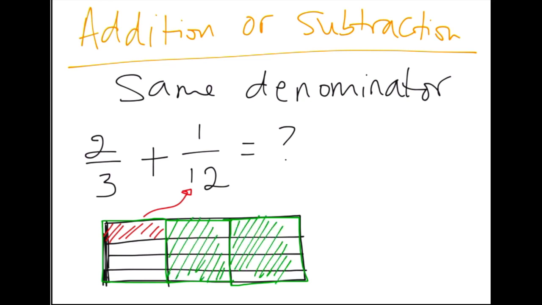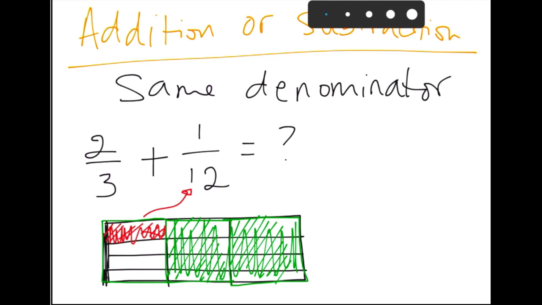So now I'm adding the red part right here and the green part right here. So what is going to be my answer? Let's count all of these shaded parts then. 1, 2, 3, 4, 5, 6, 7, 8, 9. So it looks like my answer will be 9 out of 12.